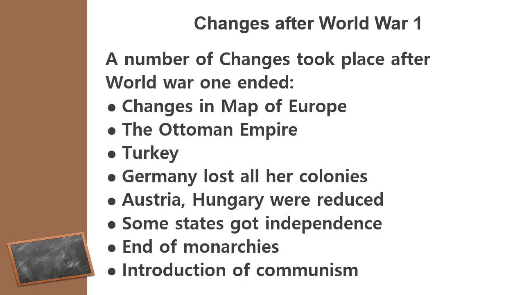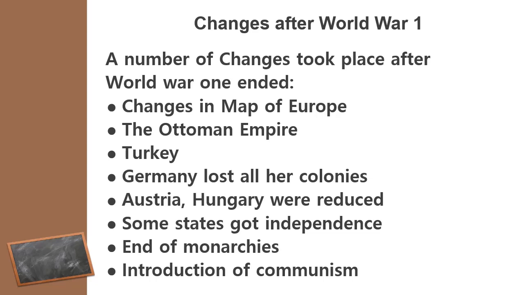The world was changed after World War One. It was not the same as it was before that. A number of changes took place after World War One ended. First of all, the map of Europe and the Middle East was changed considerably. As you know, there became new states in the Middle East. The Ottoman Empire was carved up among the European powers. So, the Ottoman Empire was also divided.